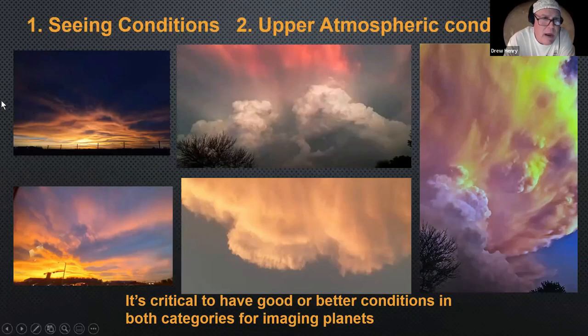But that's one of the main things if you're going to start imaging the night sky: your seeing conditions and your upper atmospheric conditions. If you don't have good or better on both of those categories, you're not going to be able to pull a good image out of the sky. You're just going to be spinning your wheels. So you need good or better seeing conditions for a good image.